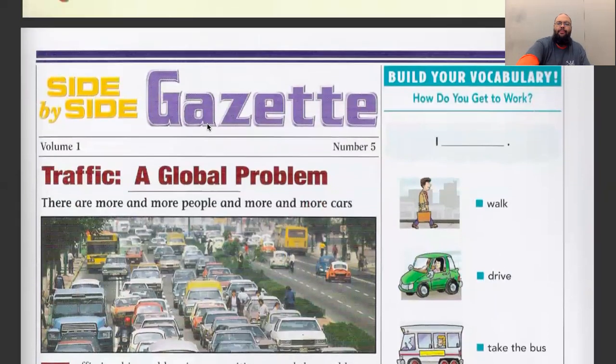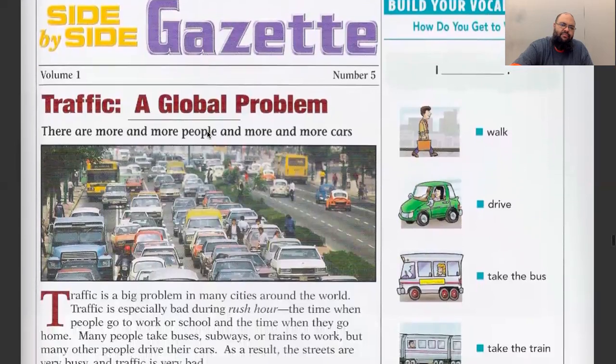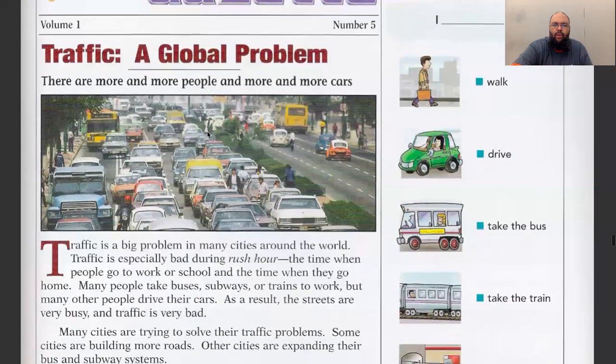So we are done with chapter number 12 for Side by Side book number 1. Again, chapter number 12, book Side by Side number 1. Let's do the Gazette together. Gazette. Traffic, a global problem.